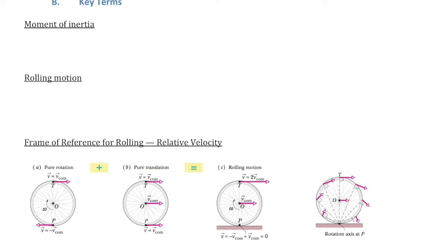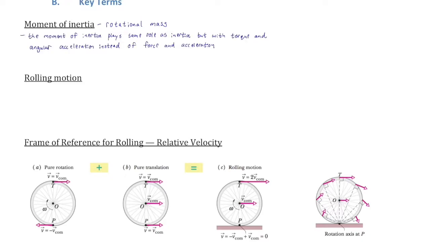So what is the moment of inertia? Well, it's rotational mass. And in fact, sometimes I will call it rotational mass. Sometimes textbooks call it rotational mass, right? So kilograms is translational mass or translational inertia. Moment of inertia is rotational mass. So the moment of inertia plays the same role as plain old inertia, but with torque and angular acceleration instead of force and acceleration. So it's very much just a replacement for mass. And by the way, it's represented by the letter I. So essentially it's like M is becoming I, now that we've moved from translational systems to rotational systems.